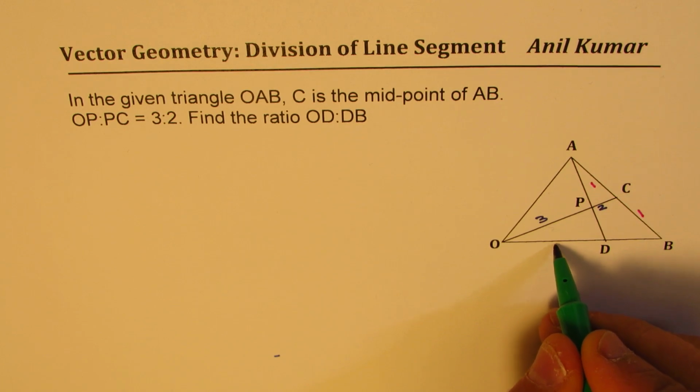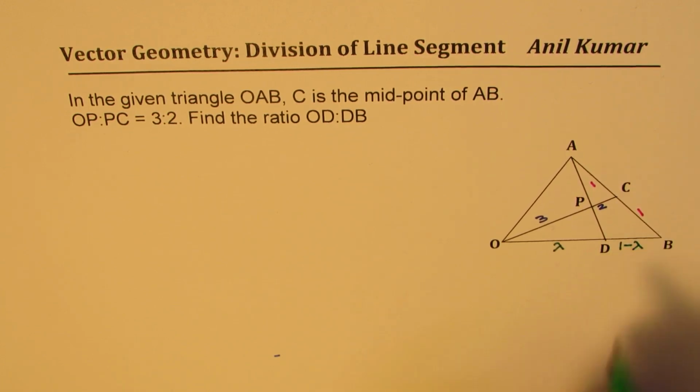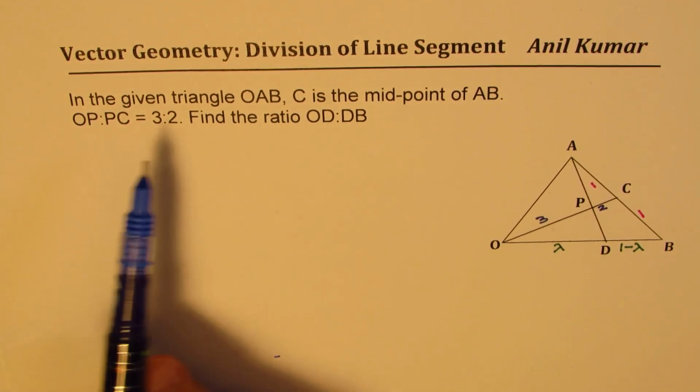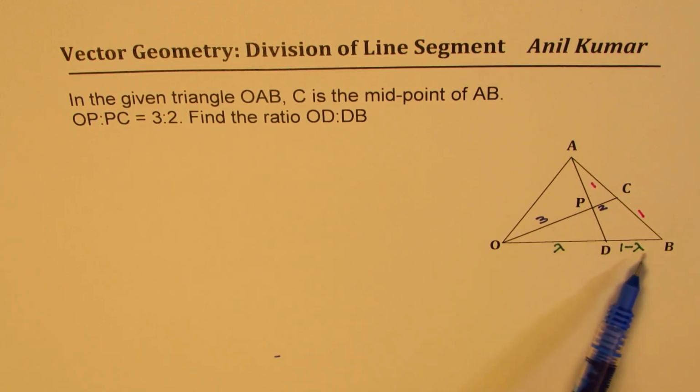So let's call this lambda, and we'll call this 1 minus lambda. Now defining variables like this helps. So if OB is 1 unit long, then OD I'm taking as lambda, so the rest will be 1 minus lambda. Is that clear to you? So that is how we'll define our variables. So let this ratio OD to DB be lambda to 1 minus lambda.